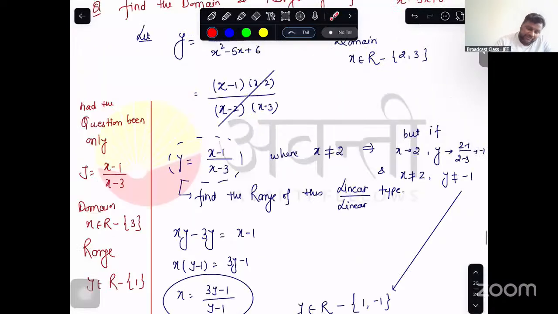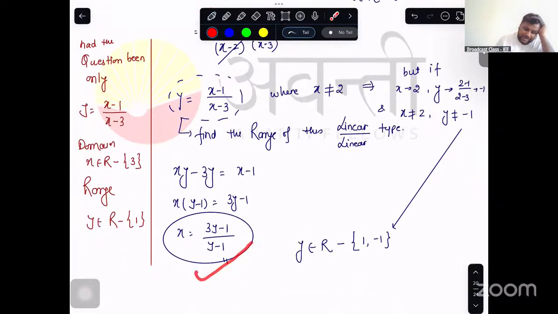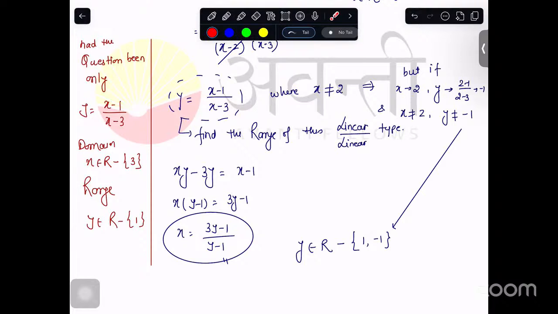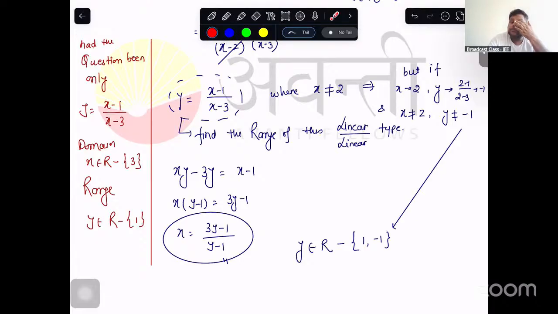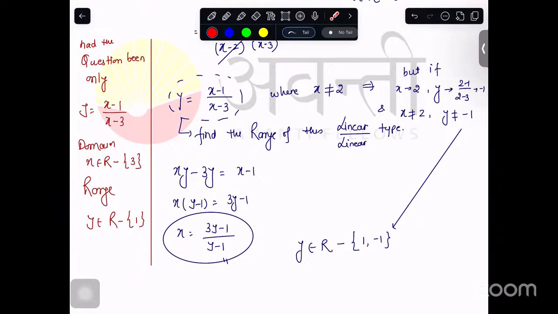But since you have cancelled x minus 2 from here, that means x is not equal to 2 also. So if x approaches 2, your y approaches minus 1. But neither can x be 2 nor can y be minus 1. Am I clear now? So because of this, 2 elements have been deleted from the range. One is 1 because of this, the other is minus 1. Am I clear now? Yes, sir. Lakshmi, got it? Hanush, understood better? Yes, sir. Right.